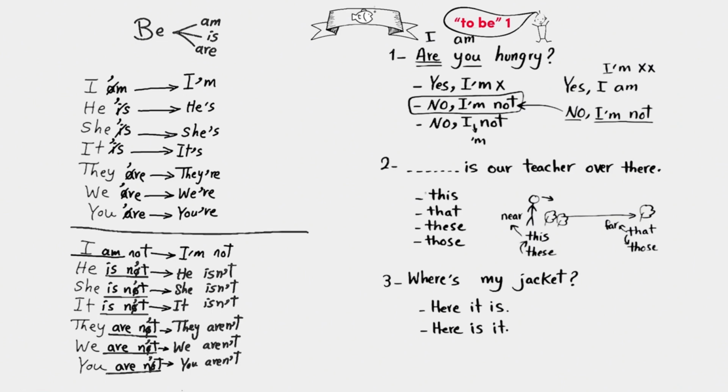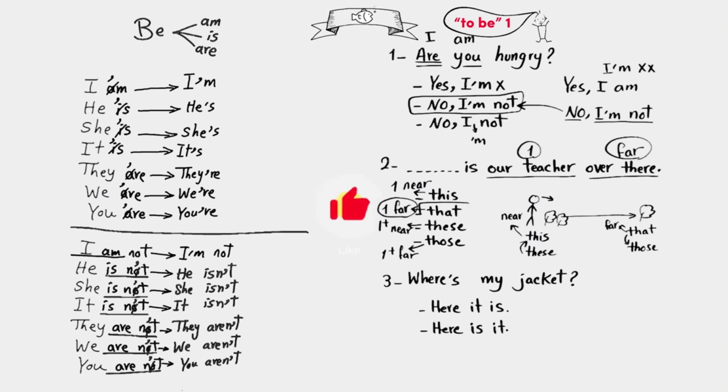So again, this for one thing, near. That for one thing, far. These for more than one, near. And those for more than one, far. Our teacher is only one person, right? And when I say over there, it means he's far. So one thing, far. So that is our teacher over there.